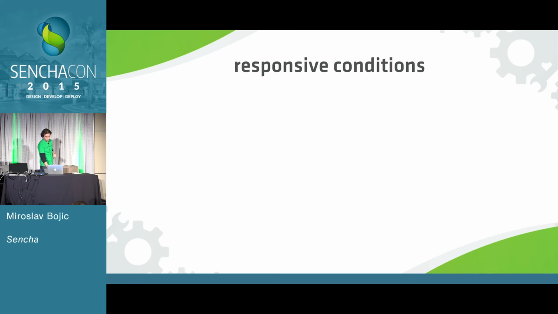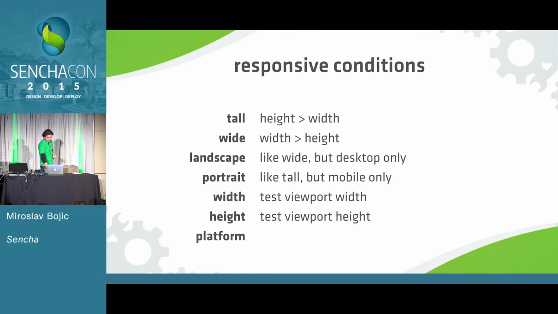The responsive conditions that you can use, oh, I see. I didn't intend this. There are a bunch of them. So tall, wide, landscape, portrait, all of these help you detect what kind of screens you're dealing with. But you can also test for platforms. So you can apply, for example, specific UI properties if you're dealing with an Android or iOS device, or maybe a Windows device or something like this.